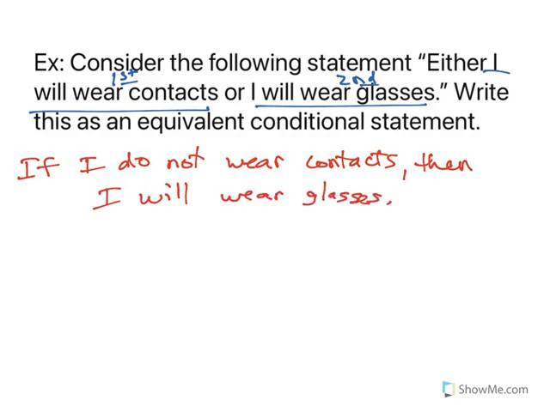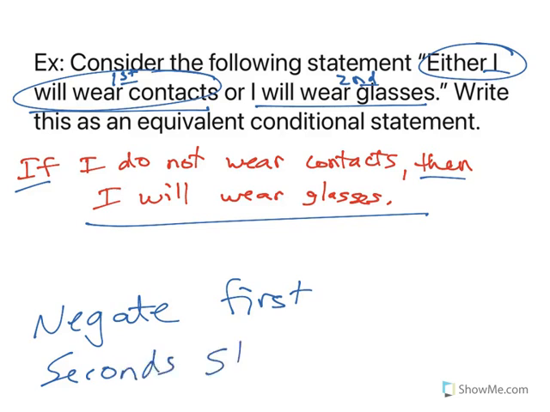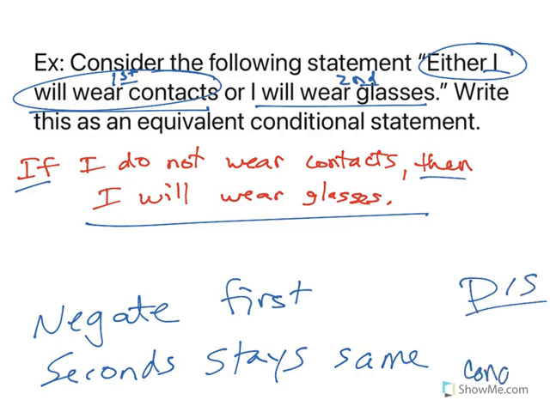Remember that a conditional is an if-then statement. So when I negate "I will wear contacts," to negate that means I will not. So if I will not wear contacts, then I will wear glasses. I need corrective lenses of some type. So just keep that in mind: we negate the first, the second stays the same, and that is how we change from a disjunction to a conditional.